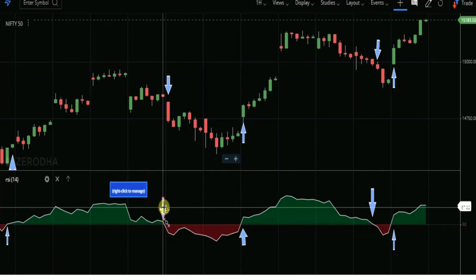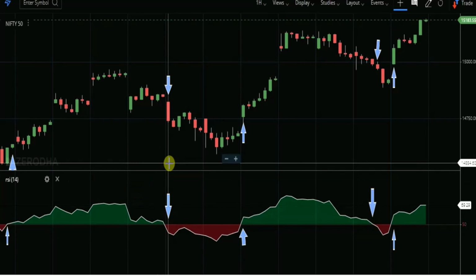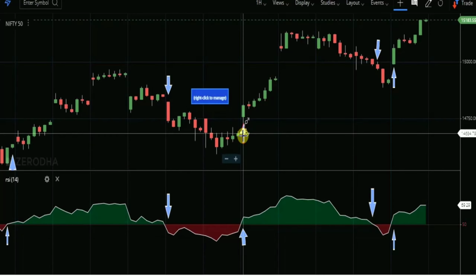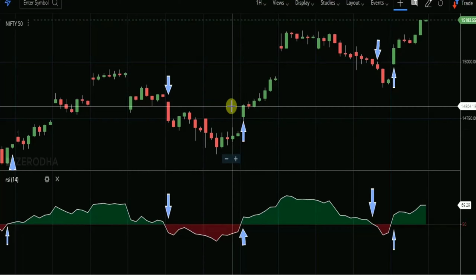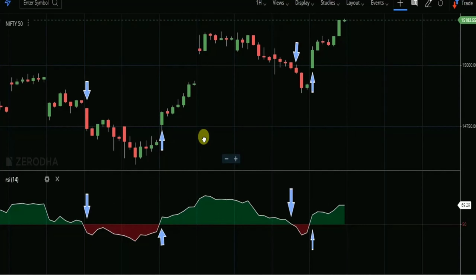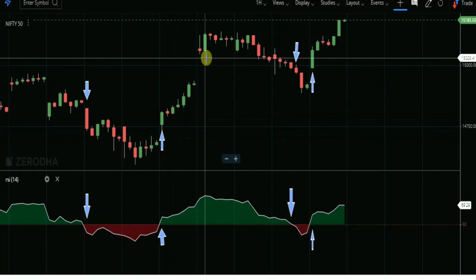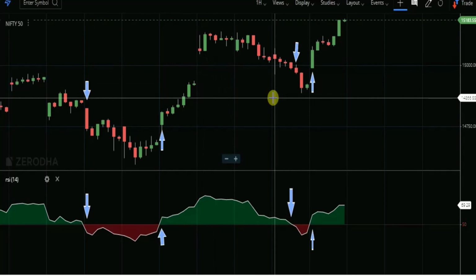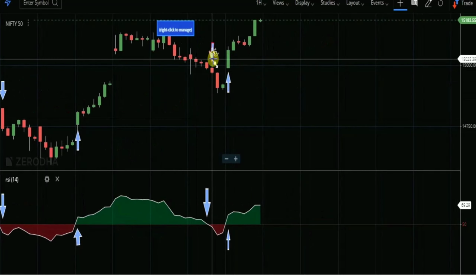Then again RSI went down below 50. As long as it stays below 50, it will be in the negative momentum zone, and as soon as it starts going up above 50, it will be in the positive momentum zone. So again RSI went up, price moved along and price moved in the positive direction.